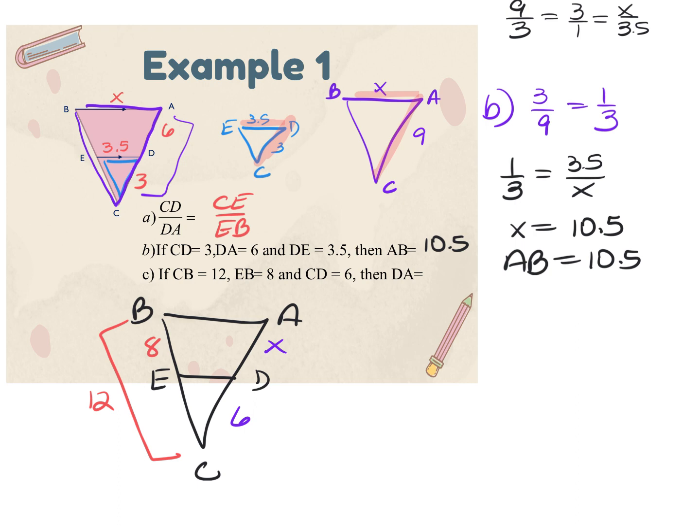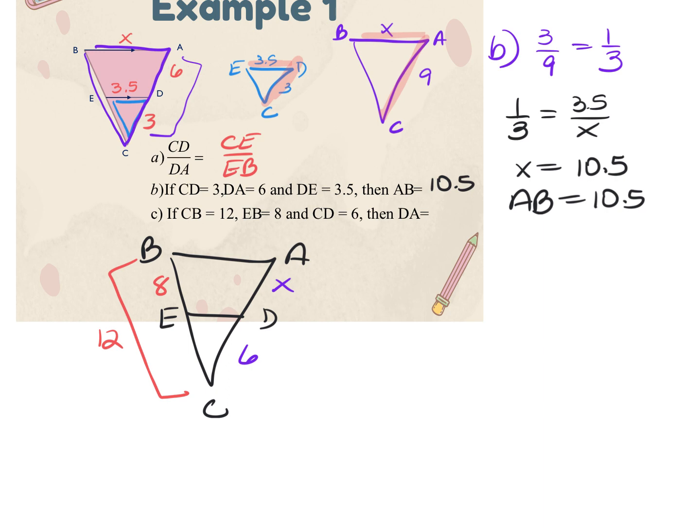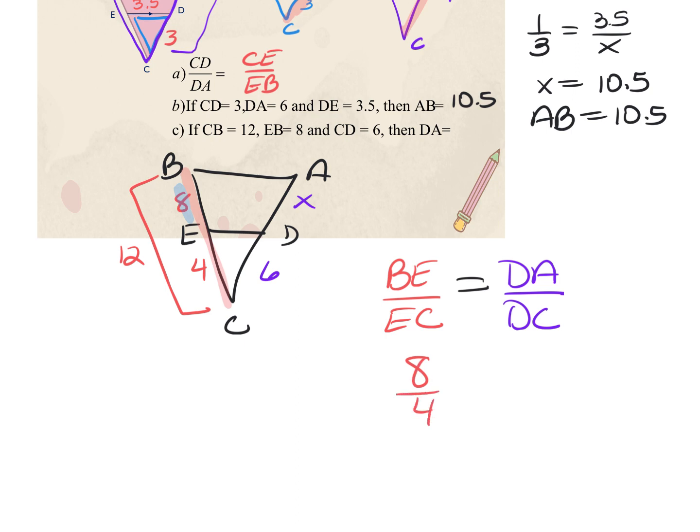So I'm going to use my new proportion and I'm going to do top over bottom. What I'm going to fill in is BE over EC, and I'm going to set that equal to DA over DC, because that's the way that they wrote it. Now notice we don't have EC, but I could find it because I was told the whole thing here is 12. And if this little piece right here is 8, I could do 12 minus 8, and I know that this little piece is going to be 4. So I could do 8 over 4 is equal to x over 6.